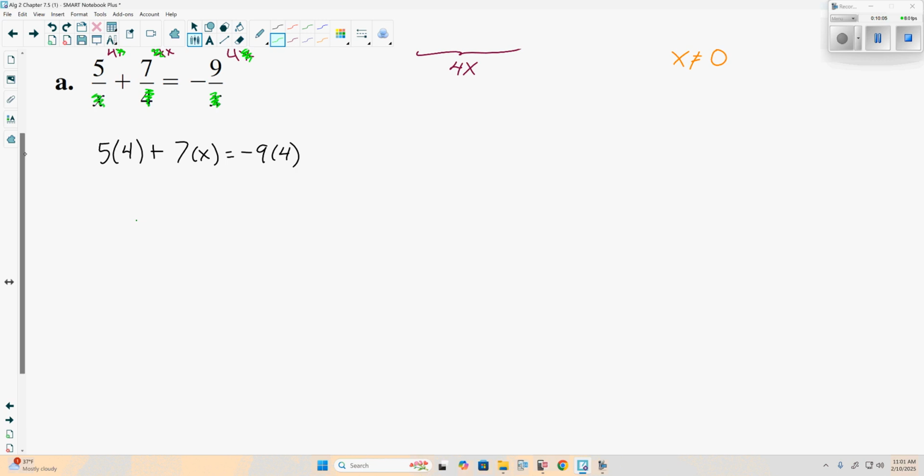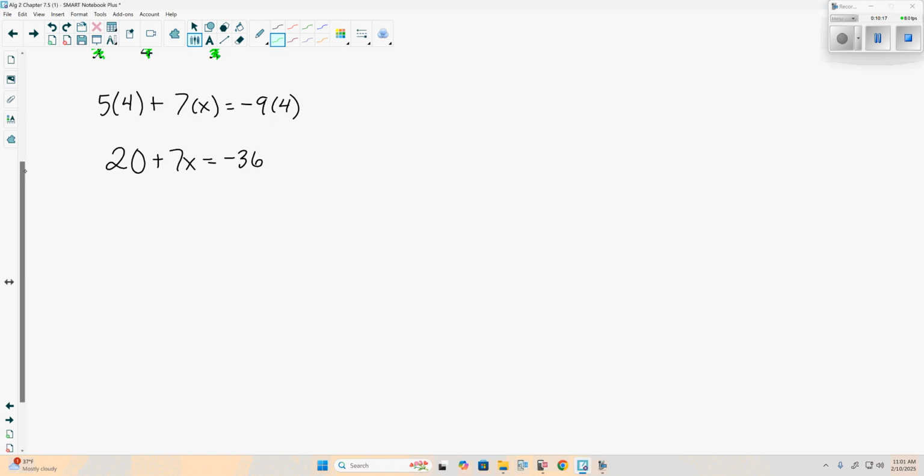Now at this point here, we need to do some multiplication. 5 times 4 is going to give us 20. 7 times x is 7x. And negative 9 times 4 is going to be negative 36. Now this time here, we don't have an x squared, we just have an x to the first power. So all we need to do is get it by itself. Get variables on one side, numbers on the other.